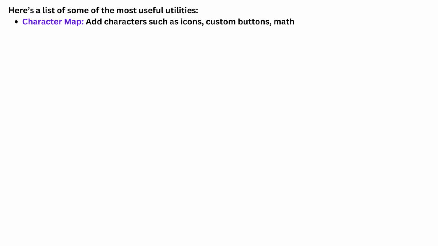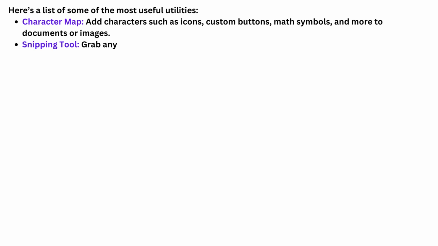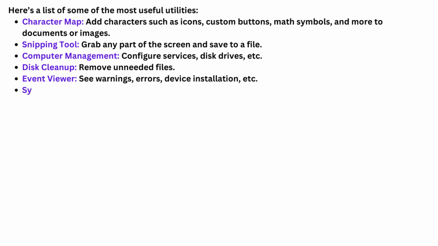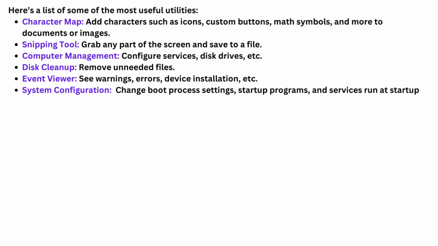Character Map. Add characters such as icons, custom buttons, math symbols, and more to documents or images. Snipping Tool. Grab any part of the screen and save to a file. Computer Management. Configure services, disk drives, etc. Disk Cleanup. Remove unneeded files. Event Viewer. See warnings, errors, device installation, etc. System Configuration. Change boot process settings, startup programs, and services run at startup. Memory Diagnostic. Test system memory.